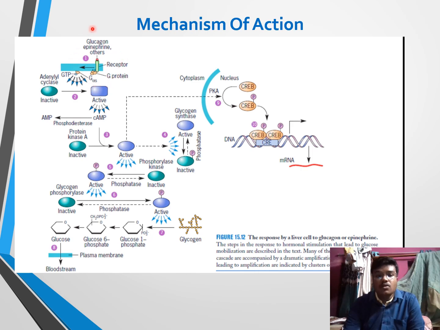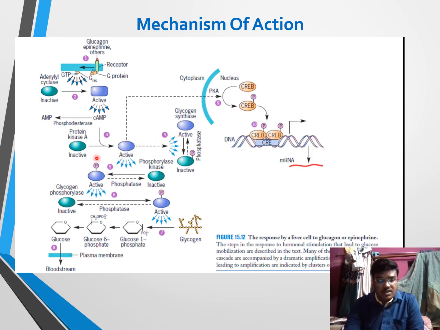This is one example of a GPCR, that is the glucagon receptor. When glucagon binds with the glucagon receptor, the receptor is activated, and the activated receptor proceeds in the previous manner and activates the PKA. The activated PKA then activates the CREB, or cyclic AMP response element binding protein. This CREB protein binds with the CRE region of the DNA and activates its transcription.